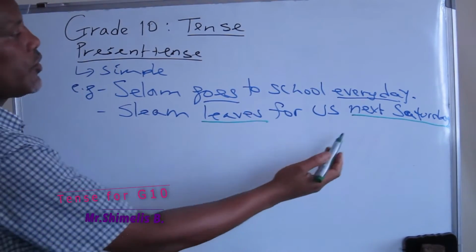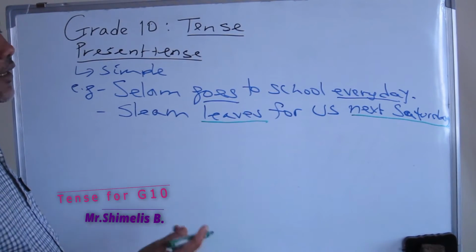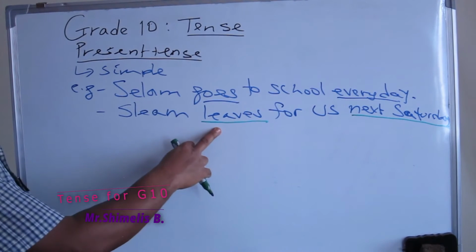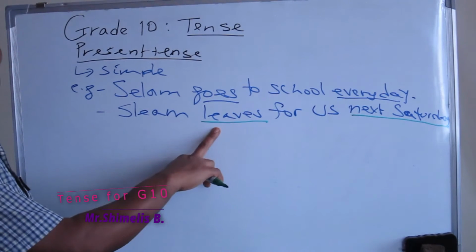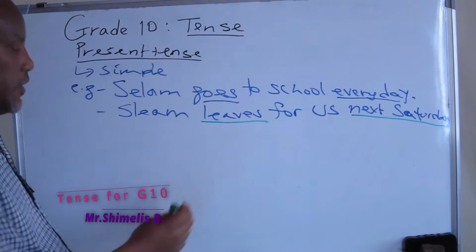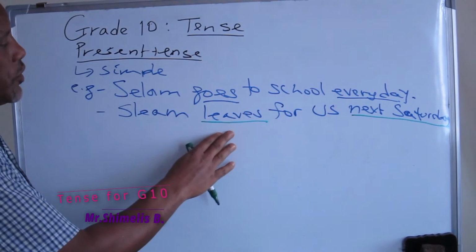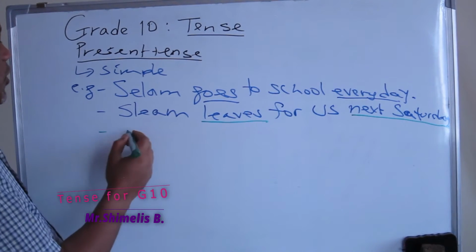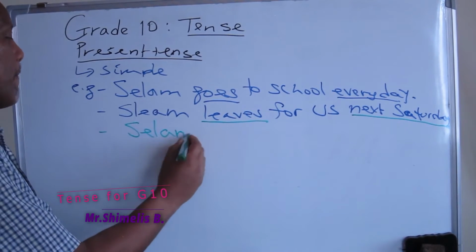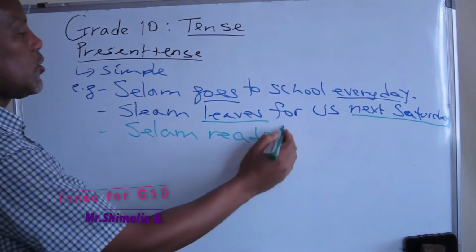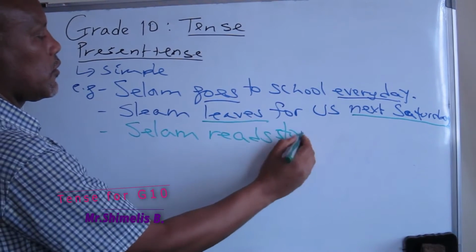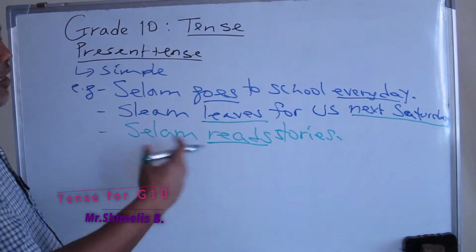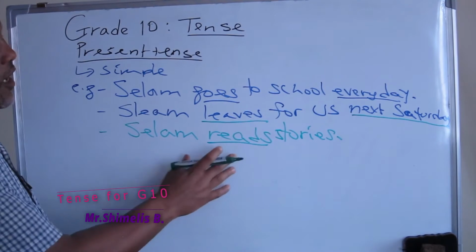So the time phrase which says next Saturday indicates that the action is going to happen next Saturday, but we use a simple present tense verb to express it because it is a pre-planned future action. Okay, so for pre-planned future action we can use simple present tense. Or you might say Salam reads stories. Now this is a simple or a short action happening now.